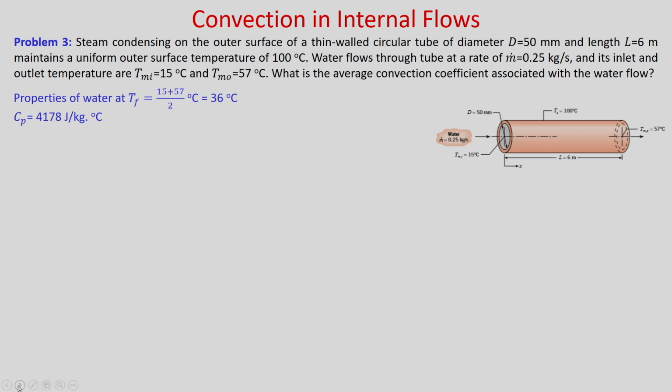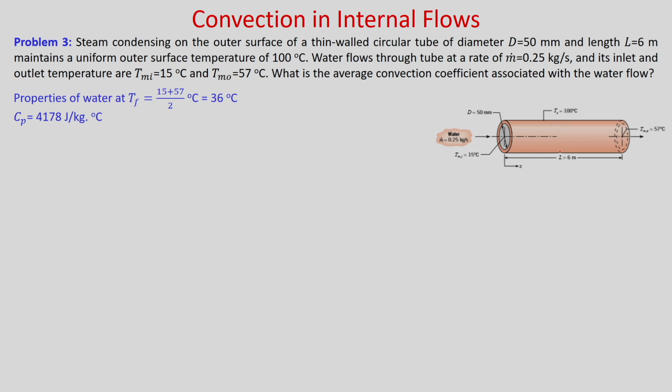Let us discuss the next problem. Steam condensing on the outer surface of a thin walled circular tube of diameter d equal to 50 mm and length L of 6 meter maintains a uniform outer surface temperature of 100 degree centigrade. Water flows through the tube at a rate of m dot equal to 0.25 kg per second, and its inlet and outlet temperatures are 15 degree centigrade and 57 degree centigrade respectively. What is the average convection coefficient associated with the water flow?